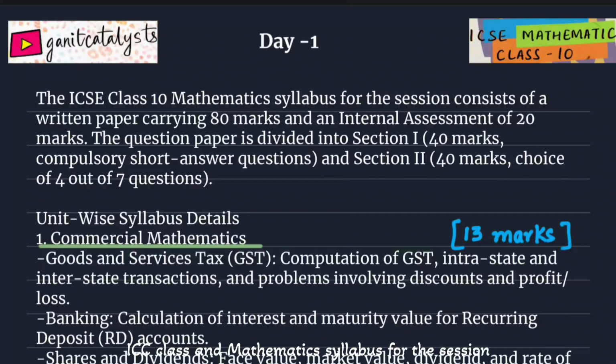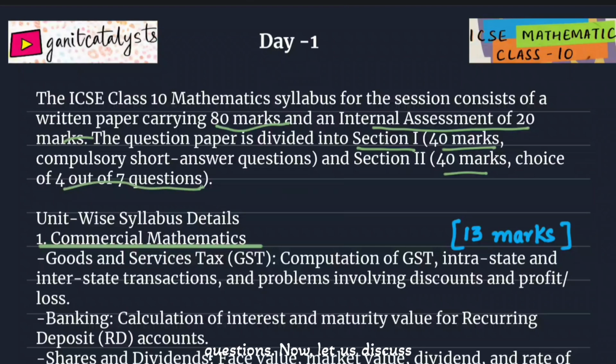The ICSE Class 10 mathematics syllabus for the session consists of a written paper carrying 80 marks and internal assessment of 20 marks. The question paper is divided into 2 sections. Section A, 40 marks, compulsory short answer questions, and Section B, 40 marks, choice of 4 out of 7 questions. Now let us discuss the unit-wise syllabus detail.